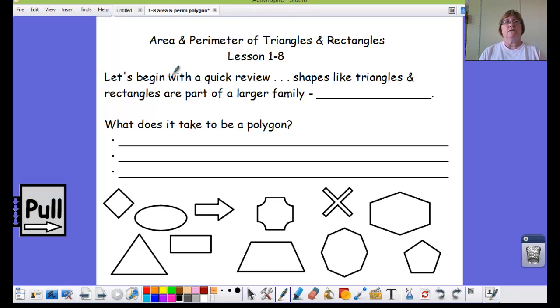We want to just start you out with a quick review of what it takes to be a polygon. The polygon is the larger family of triangles, rectangles. All of those are part of this group called polygon. And I'd like to begin by saying that there are three things that it takes for an object to be considered a polygon. First off, the edges or the sides must be straight line segments, which is kind of redundant. Sides must be line segments.